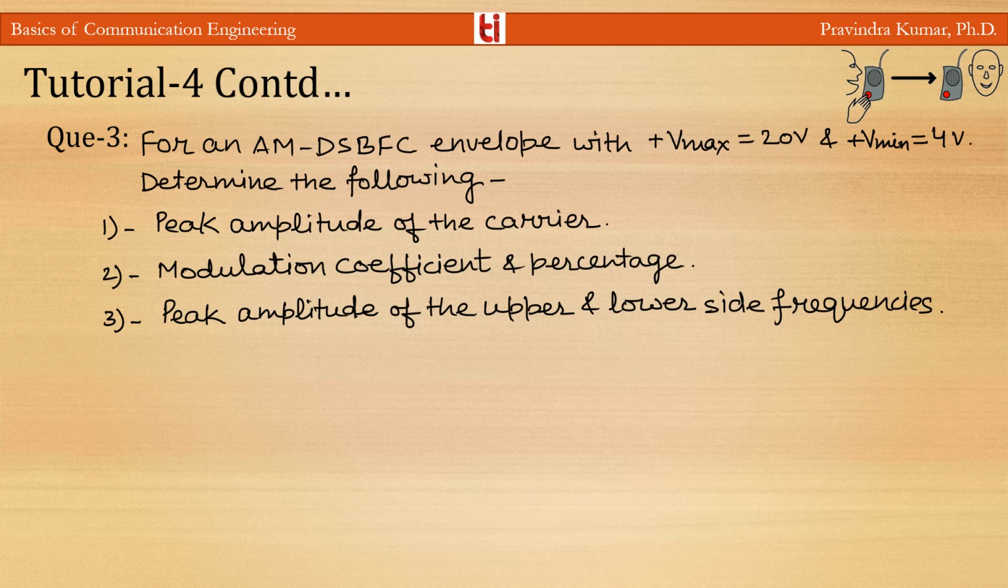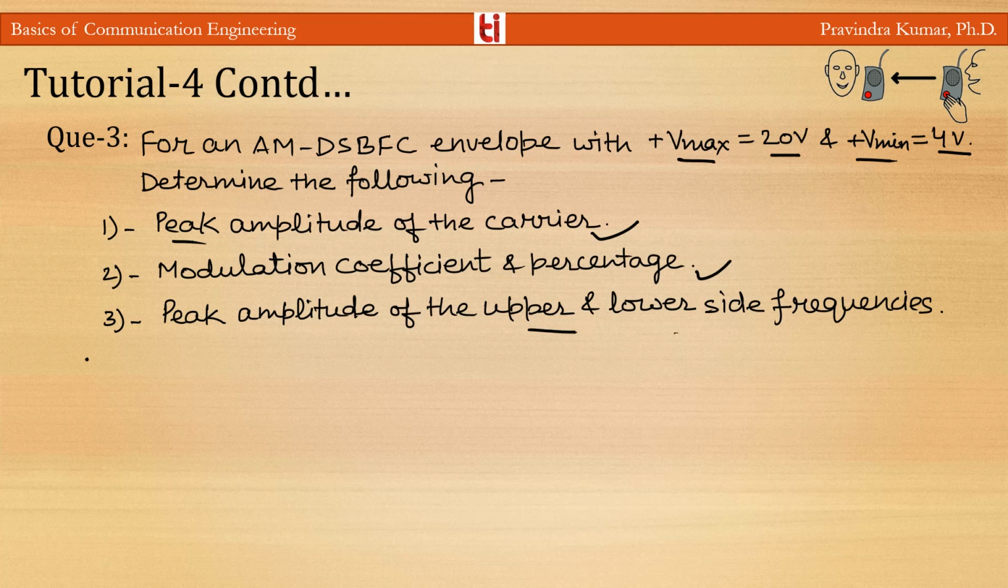Now another question: for AM DSB FC, double sideband full carrier, the envelope has plus Vmax of 20 volt and plus V minimum of 4 volt. Determine the following: peak amplitude of the carrier, the modulation coefficient and percentage, and peak amplitude of the upper and lower sideband frequencies. So first is peak amplitude.